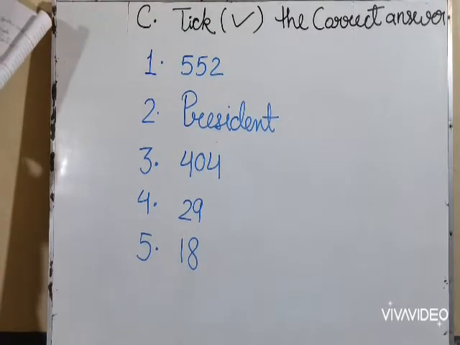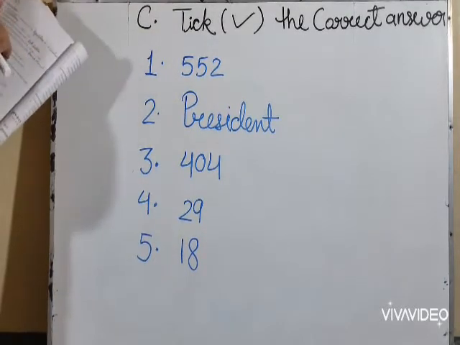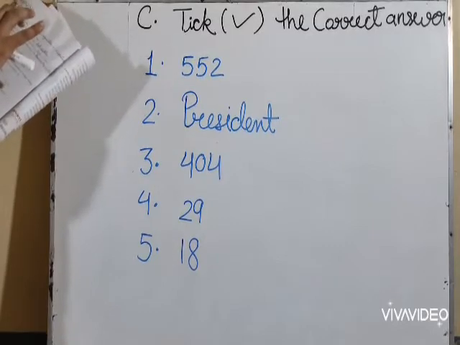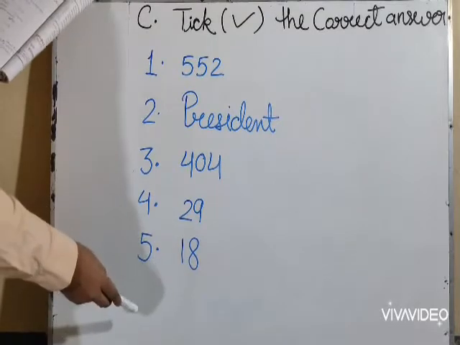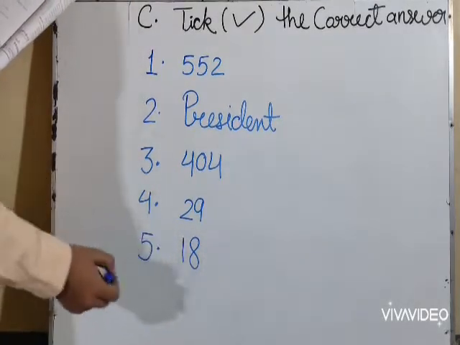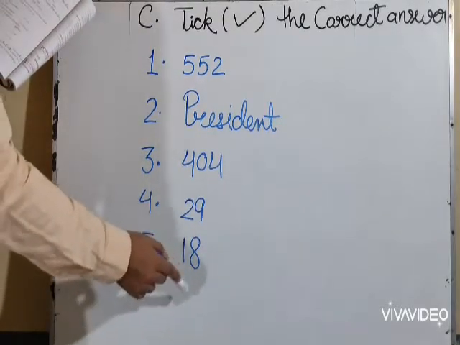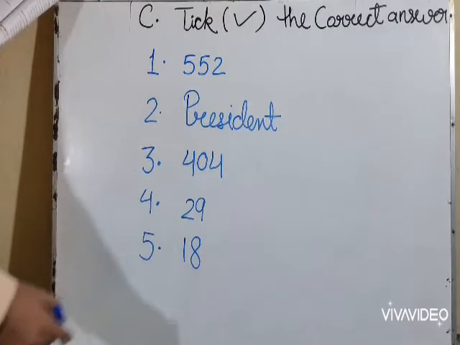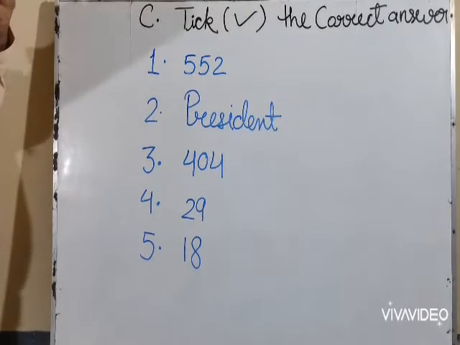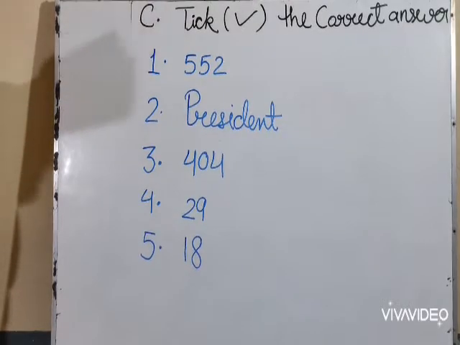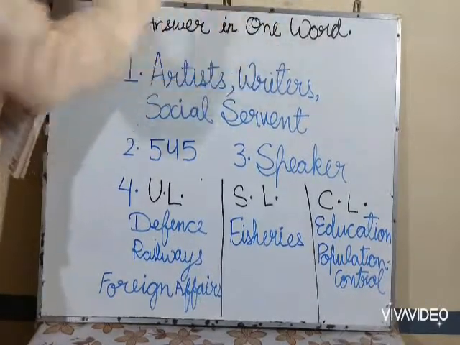From the start of this chapter's book exercise, you have found this question in the fill in the blanks, in the match the following, and now in take the correct answers. The answer to this question is 18 years. Voting age in India is 18 years. So now we will start with exercise D, answer in one word.